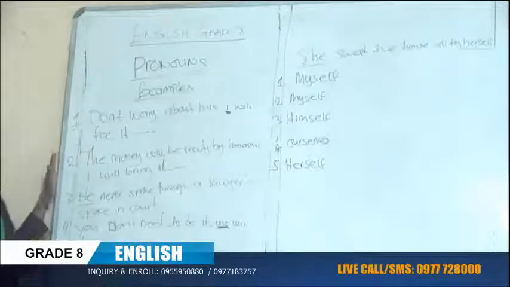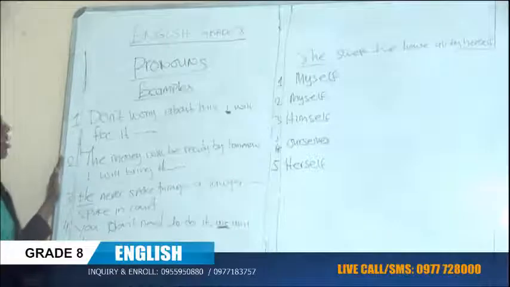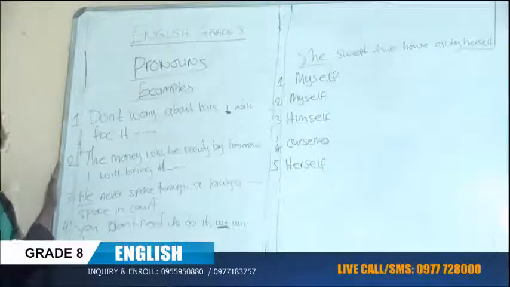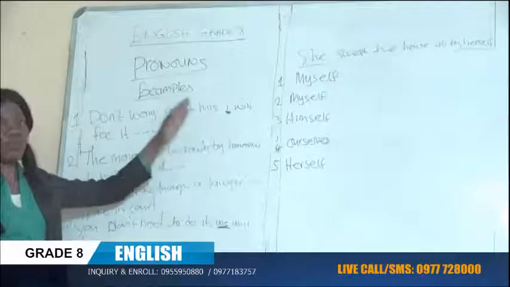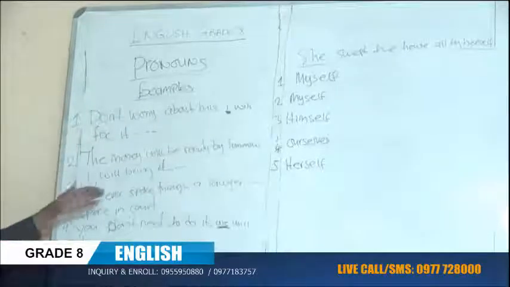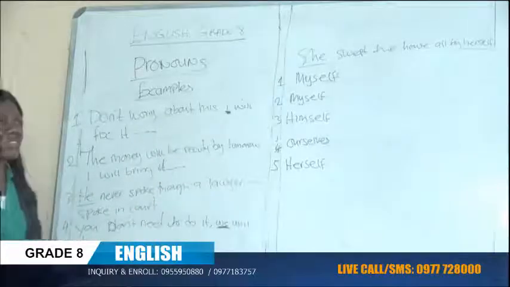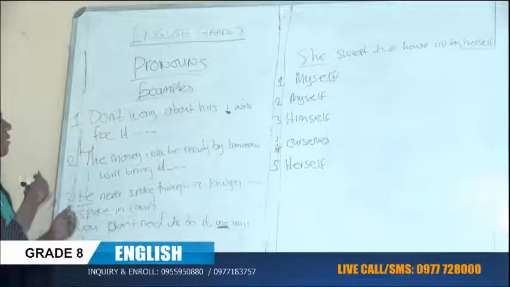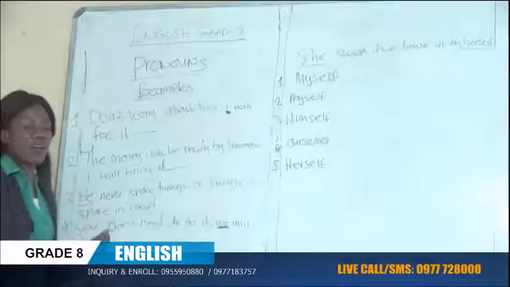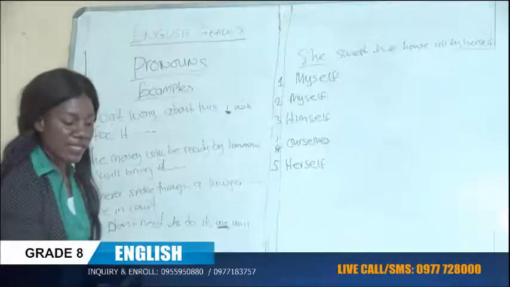I'm sure by now you know when to use a singular reflexive pronoun and also a plural reflexive pronoun. Remember, we simply add self to a singular pronoun, and we add selves to a plural pronoun. So if it is I, then it will be myself. If it is us, then it will be ourselves, meaning we are many. Are we together? I need to give an exercise.